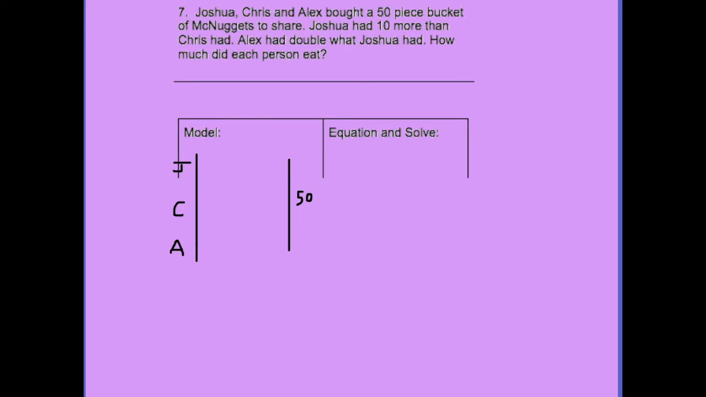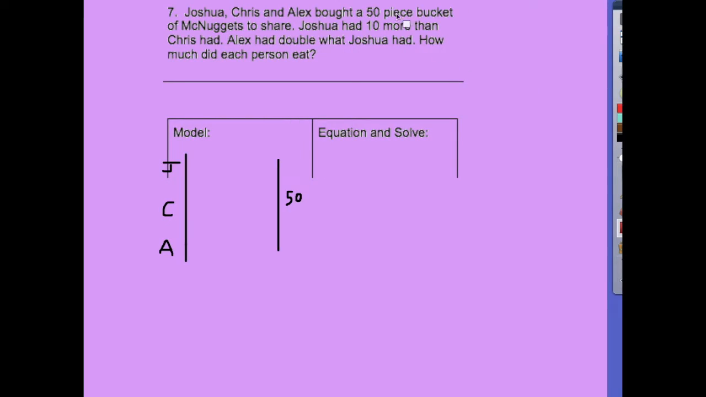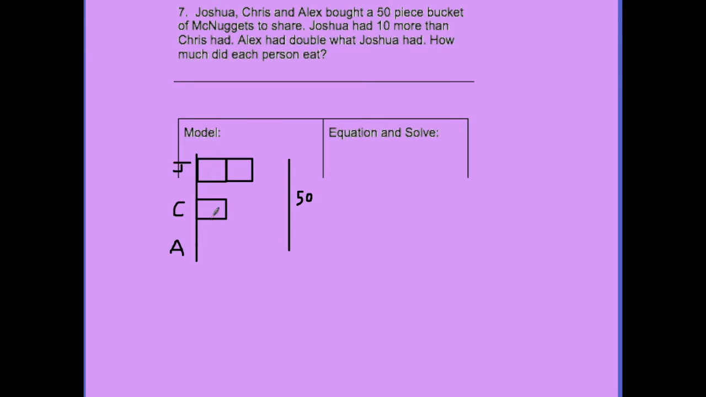All right, and then let's look at some other clues here. So I got Joshua had 10 more than Chris had. All right, so Joshua should be what Chris is plus 10. So I'm going to call Chris's starting point x, and Joshua should be x plus 10.